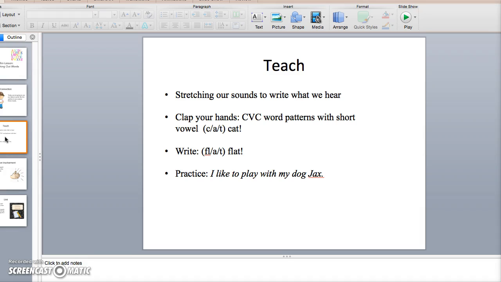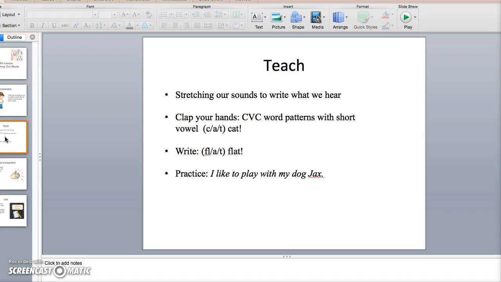So if we're going to clap our hands for each sound, I am going to clap on each letter as I say the sound. So, cat, C-A-T, cat. Now I'm going to sound it out. Cat, cat. So for each sound, I'm clapping my hands. So let's do another one. Let's do bat. B-A-T, bat.